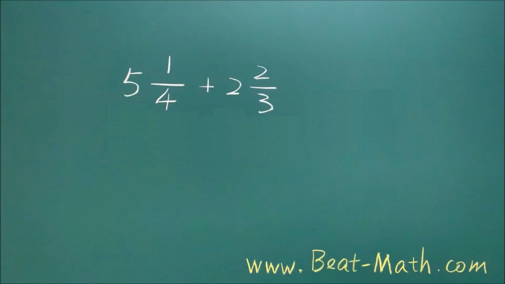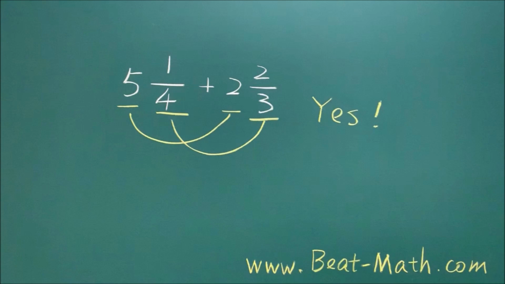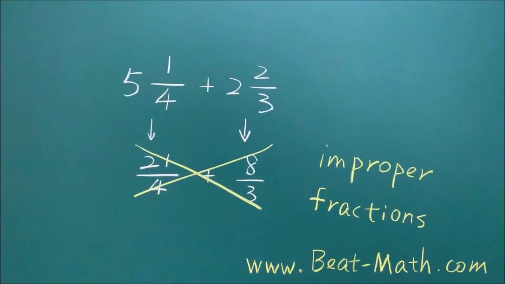When looking at these two fractions, does that make you think, can I just add 5 and 2 together and 1/4 and 2/3 together? Well, the answer is yes. That is exactly what we are going to do. We will avoid converting the mixed fractions into improper fractions so that it does not make it any more complicated.